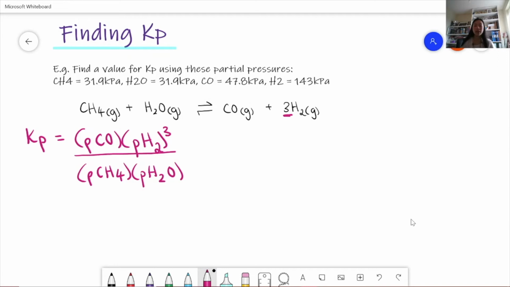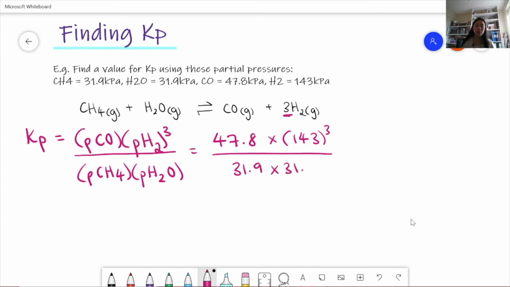So now we plug in the numbers. So we get 47.8 times 143 cubed all over 31.9 times 31.9. And this gives us 137,000.